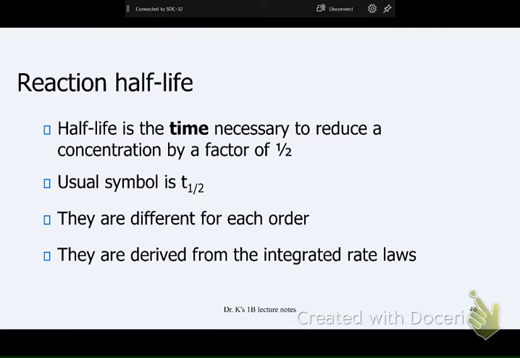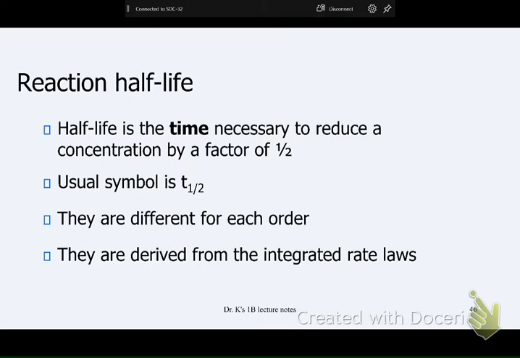Okay? Whatever that time is, it turns out that the time it takes to get to different half-lives is characteristic of the order of the reaction. It tells you something about the reaction, and also, if you know the order, the half-life tells you what the rate constant is. Okay? So we're going to derive these equations so you can see what they are and where they come from, and then we'll see how we use them.